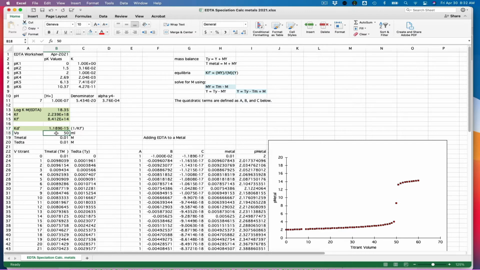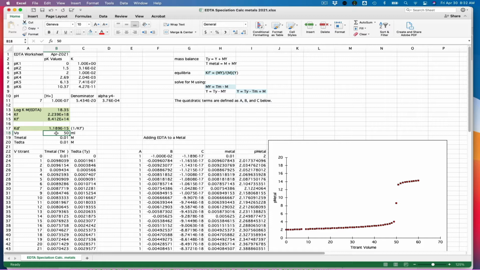Okay, so that defines the chemistry. Now to define the titration. We are going to be titrating a metal with EDTA. So the metal is in the beaker, and we need to tell the calculation how much stuff is in the beaker.